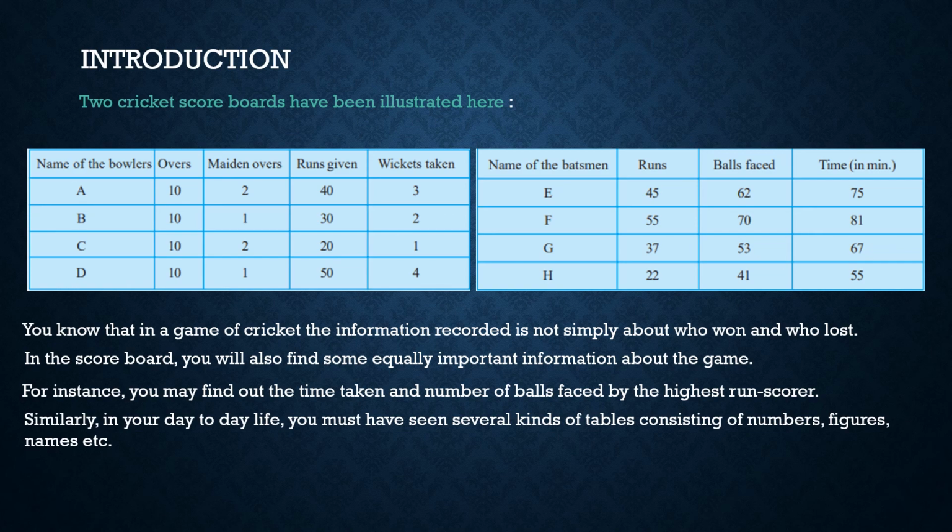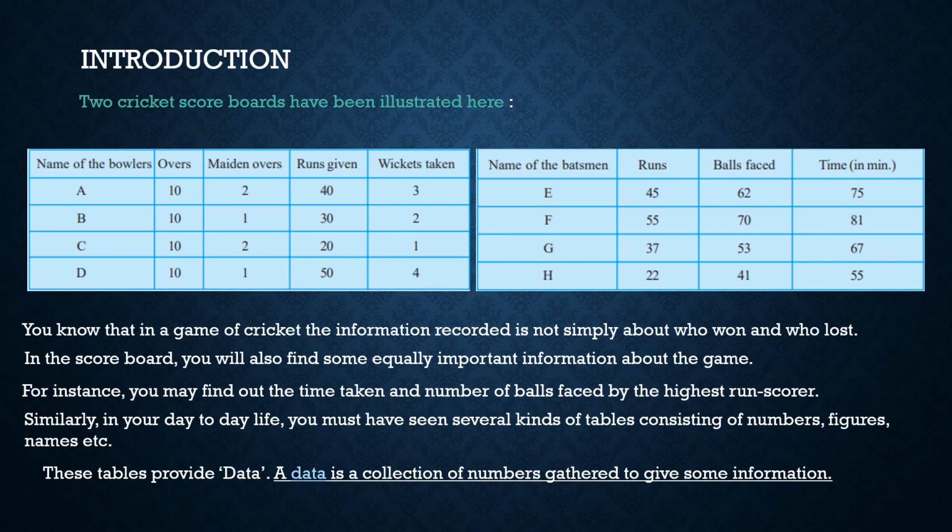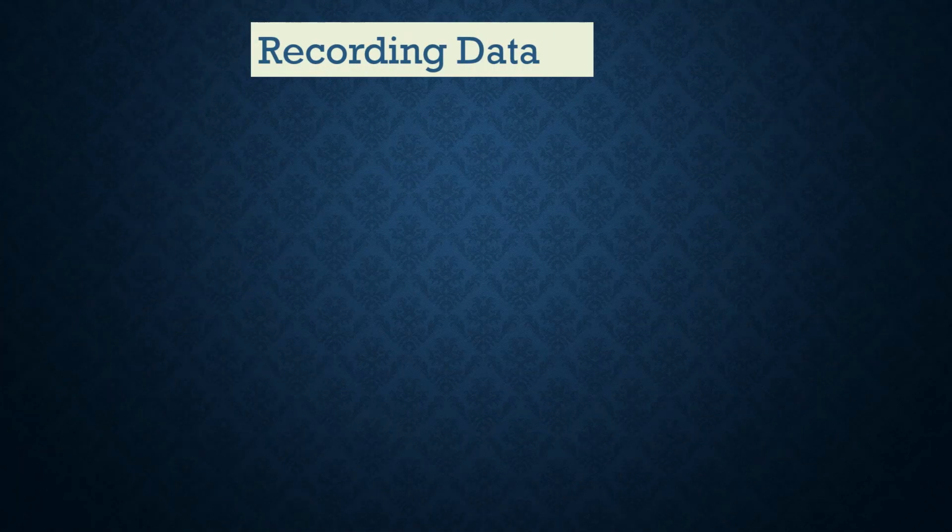Similarly, in your day-to-day life, you must have seen several kinds of tables consisting of numbers, figures, names, etc. These tables provide data. Thus, data is a collection of numbers gathered to give some information. For getting some information about a topic, first we have to collect some data about it. After that, we have to record it.